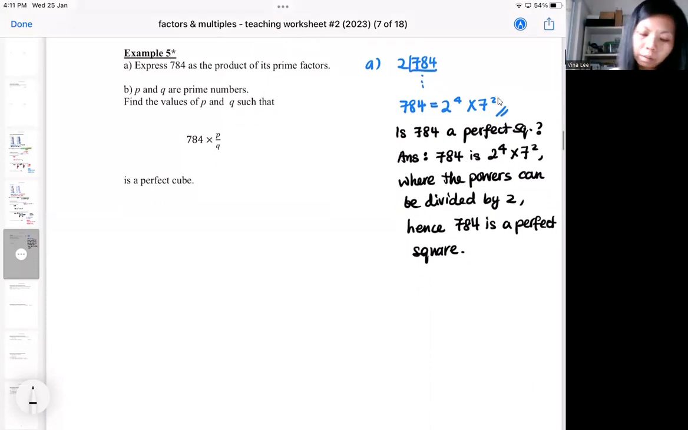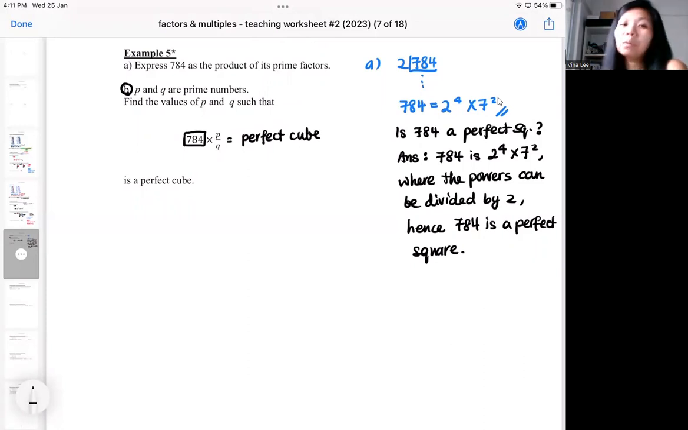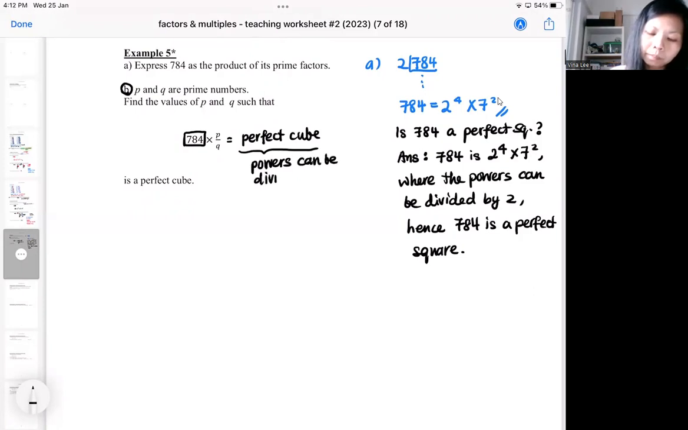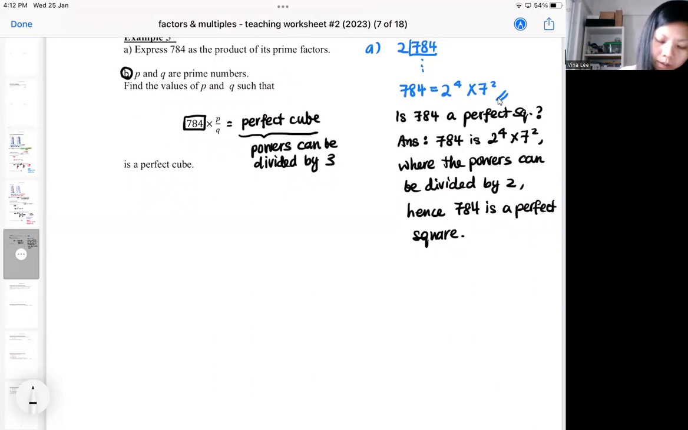Anyway, the challenging part is part B. The prime factorization that you have, we're going to multiply by a fraction. After multiplying by a fraction, I'll be getting a perfect cube. So I'm going to multiply a fraction to 784, and after multiplying, I'll get a perfect cube, meaning the power can be divided by 3. So how am I supposed to do that? Let's explore part B.